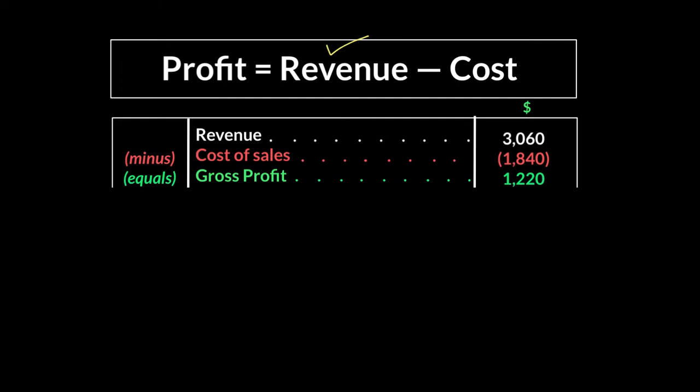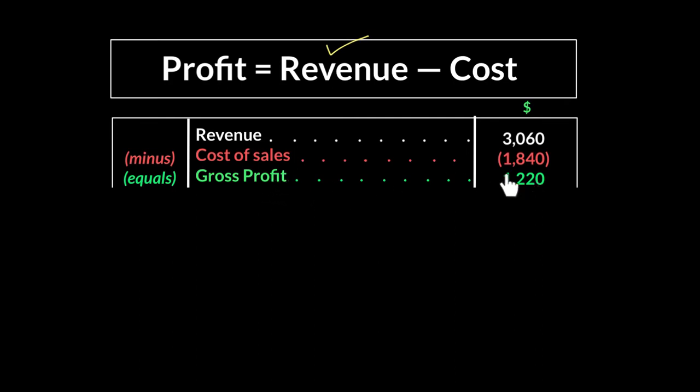Okay? And this checkpoint, this profit checkpoint, is called your gross profit, okay? Which is simply revenue minus cost of sales will give you your gross profit. 3,060 minus 1,840 gives me $1,220, my gross profit. Okay?